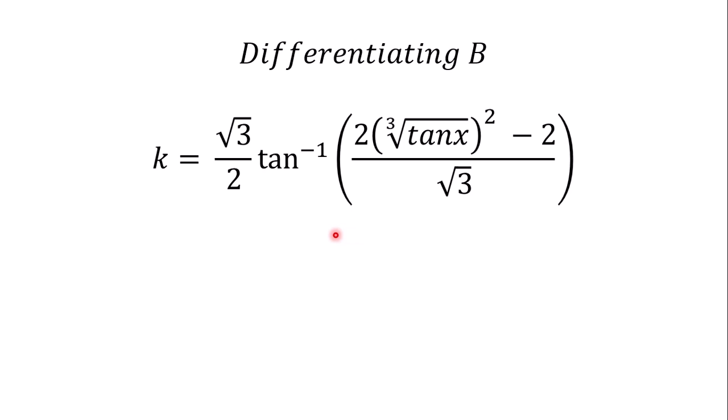Alright, as we did for the other part, we are going to let another variable be equal to this one. Then we will differentiate it. Whatever you get, you multiply it by the derivative of what? Square root of 3 over 2 times tangent inverse of whatever variable that is going to be here. So you are going to let m be equal to what is in this bracket.